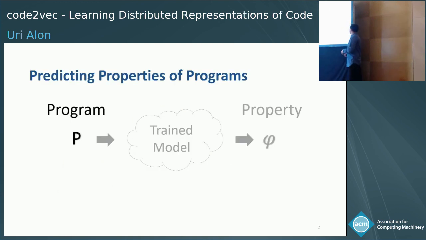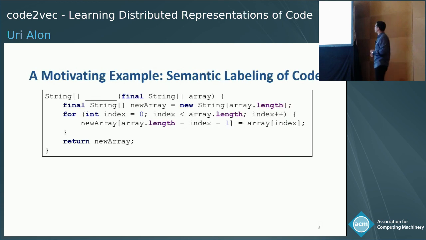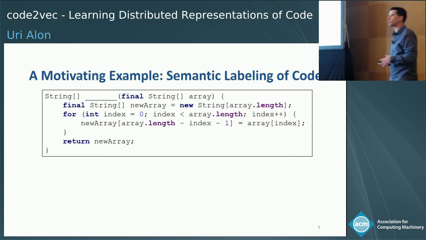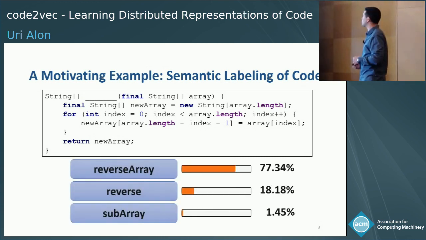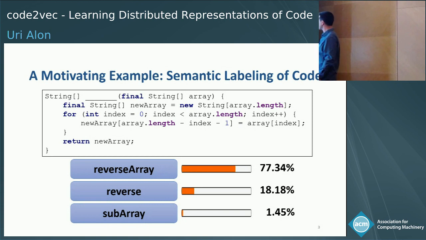And this talk is about predicting properties of programs using machine learning models. Given a program, we would like to feed it to a trained model and get a prediction of its property. For example, imagine that you're given this piece of Java code that performs some low-level operations on arrays and indices. And instead of carefully reading line by line and trying to understand what it does, we would like a machine learning model to tell us immediately that this code is performing reverse array with a high probability, which is in fact what this code does, or reverse with a lower probability.